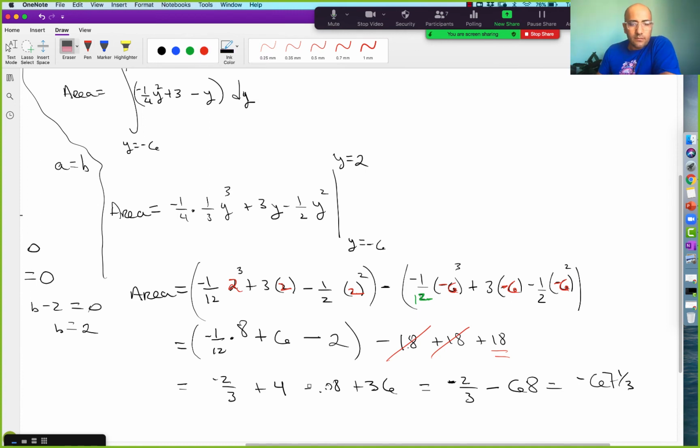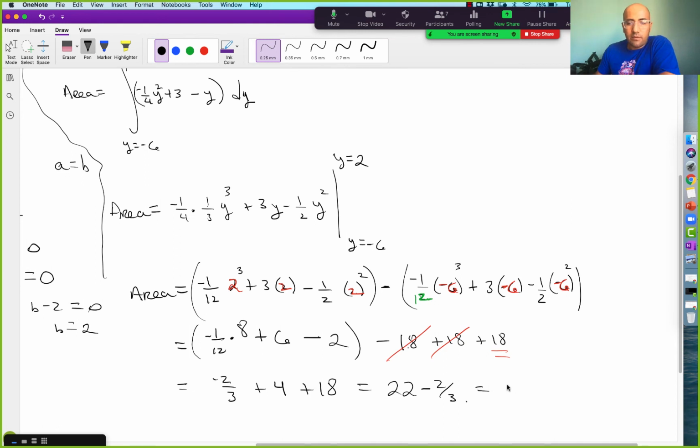Let's erase. It's going to be 2/3. It's going to be plus 4 plus 18. Which gives you 20 as a mixed number. Well, it's going to be 22 minus 2/3, which as a mixed number becomes 21 1/3. But for some reason, math people don't like mixed numbers.